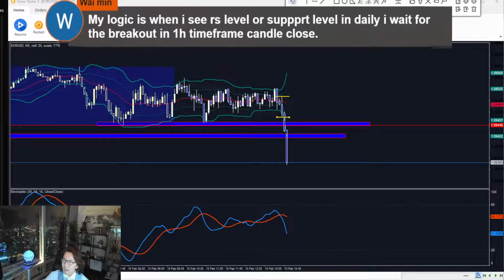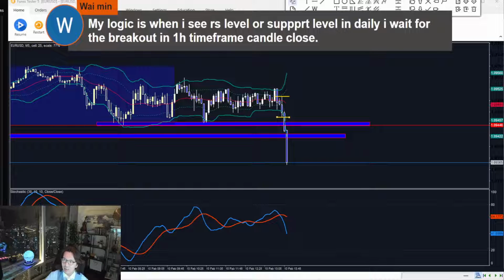Okay, Y says, my logic is when I see the resistance level or support level in a daily, I wait for the breakout in 1 hour time frame candle close. Okay, yeah, so that can also be an entry edge, but it may be too late. If you wait for the close in 1 hour, then the market may be going down too much, and you may be missing some potential pips to make profits. So I suggest everyone to use the lower time frames like 5-minute, or if you think 5 minutes is too small, then you can use 15-minute time frame to look for the entry logics.